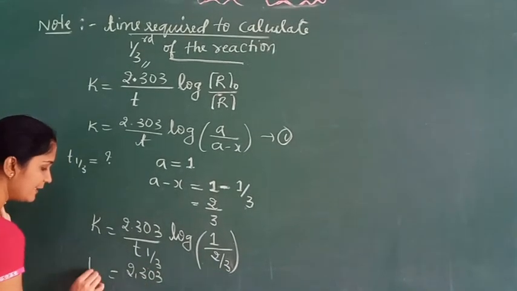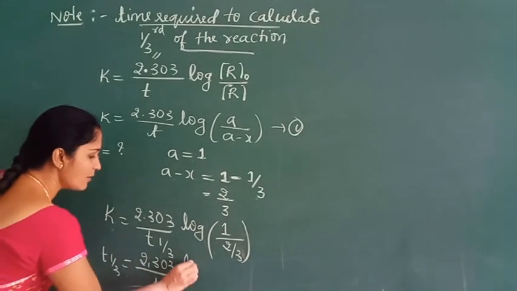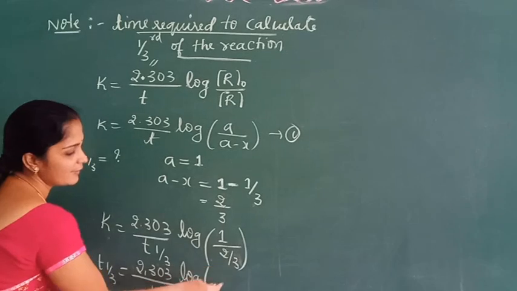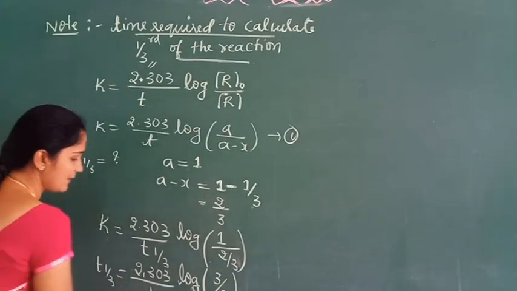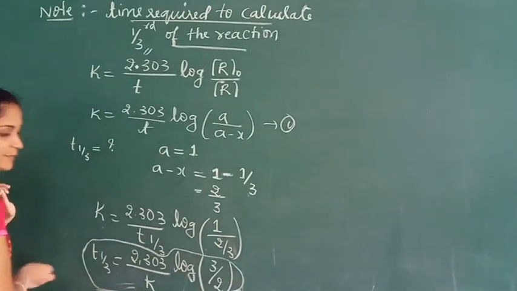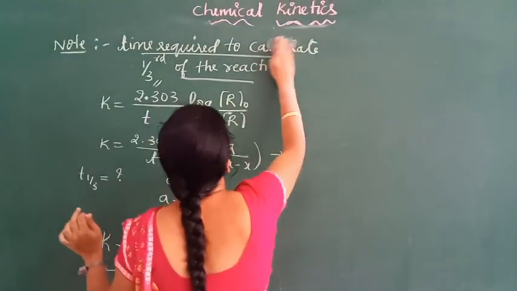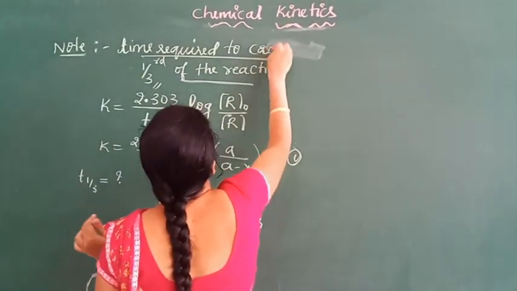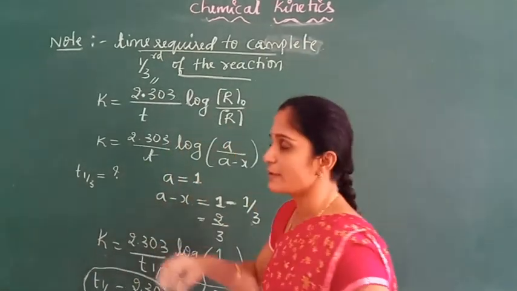So take this t 1/3 here, 2.303 by k log of, so we get 3/2. So this is the time required to complete 1/3 of the reaction. Time required to complete 1/3 of the reaction.